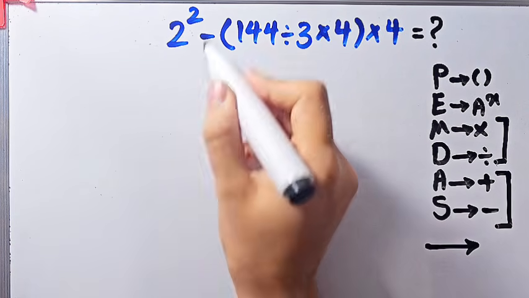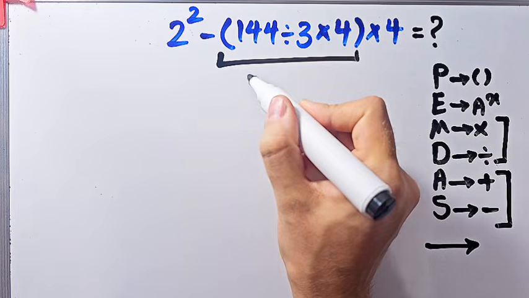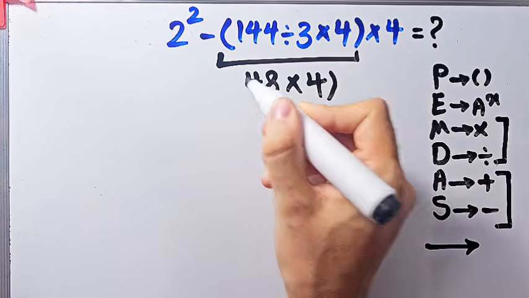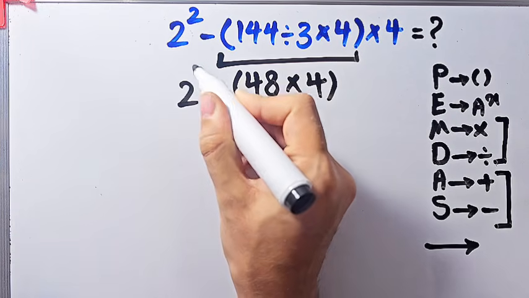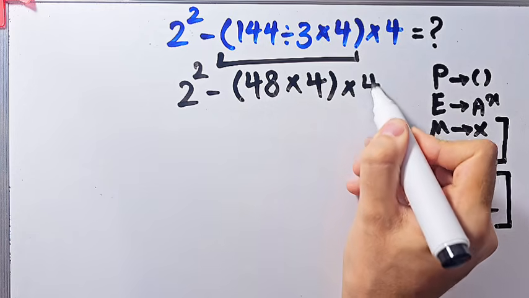According to the PEMDAS rule, first we simplify these parentheses. We have division and multiplication. Because multiplication and division have the same level of priority, we start from the left and simplify. 144 divided by 3 equals 48. Now we have 48 times 4 inside this parentheses. The question is 2 to the power of 2 minus open parentheses 48 times 4 close parentheses then times 4.